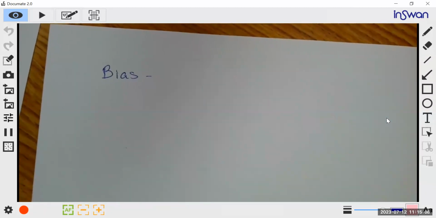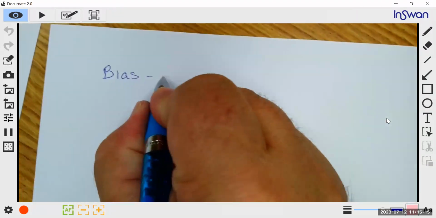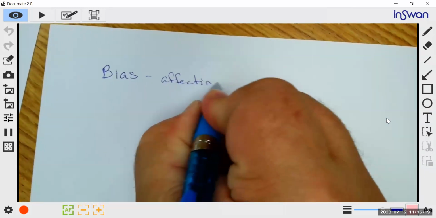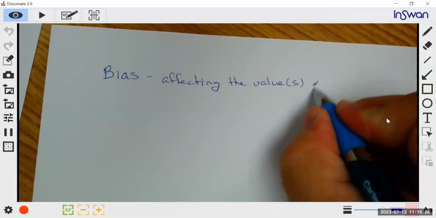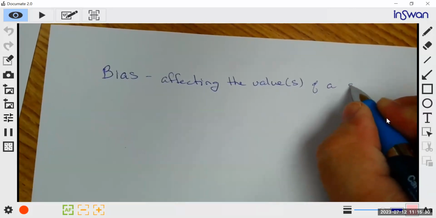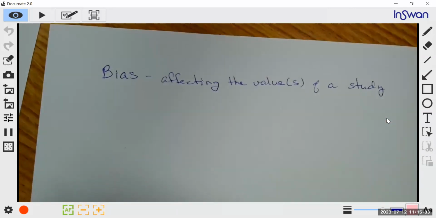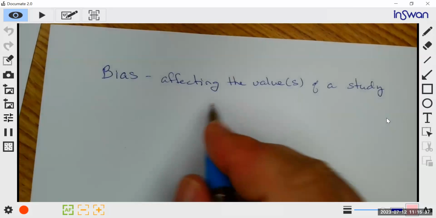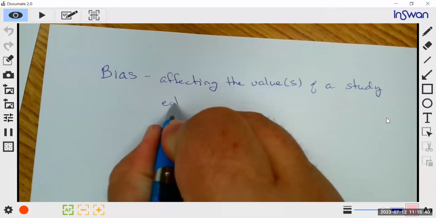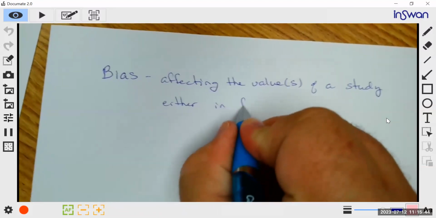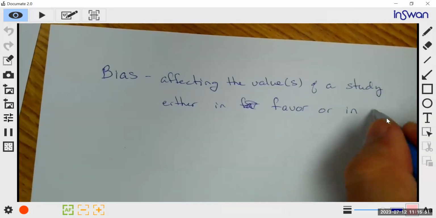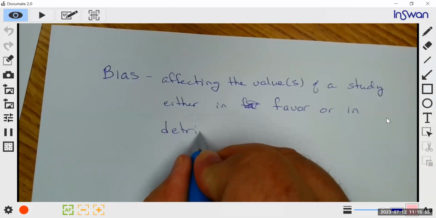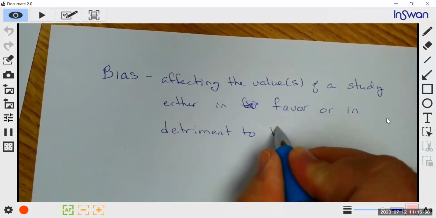If you're in bias of something, you're in favor of something. But bias here just means that it's affecting the values of a study, either in favor or in detriment to the object.